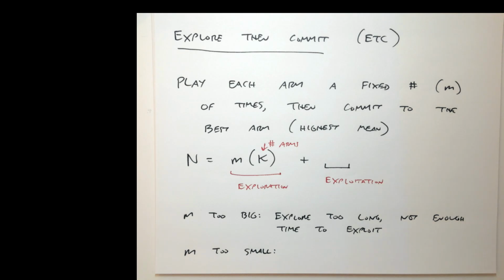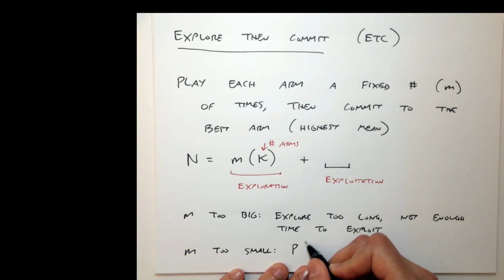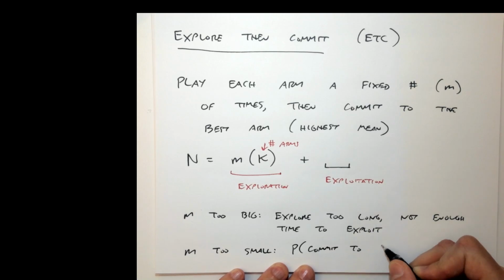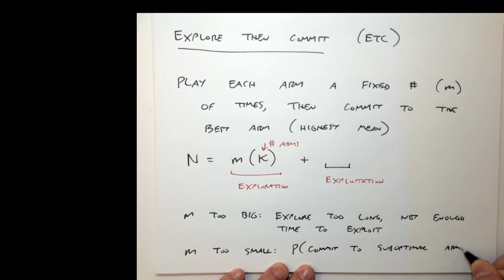But if I only get one draw, then it's probably not so likely that that will be a great representation of the mean. So the problem is, say I just did one pull for each arm, then I might commit to an arm that's not the best one, and then I would never know what I missed, right? So basically, m too small means the probability that I commit to a suboptimal arm is high.